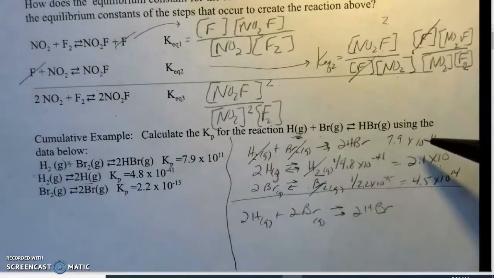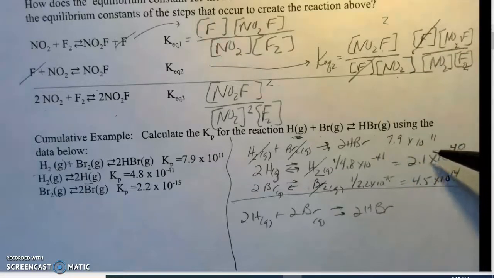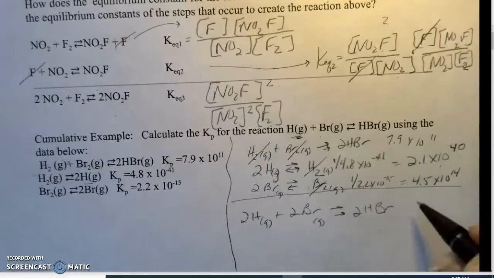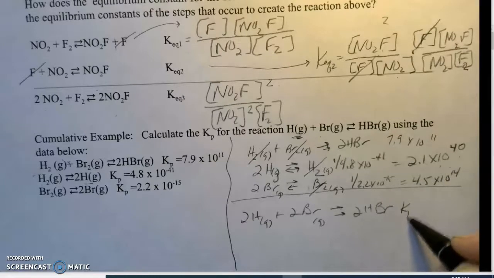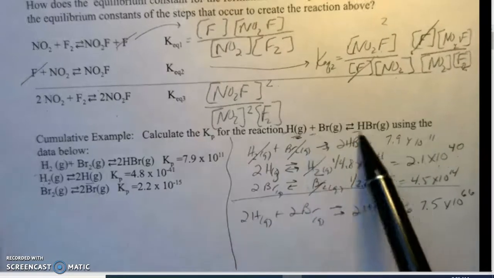So when I multiply all of my KPs together, so KP of 7.9 times 10 to the 11th times 2.1 times 10 to the 40th, and 4.5 times 10 to the 14th, that's going to give me a combined KP of 7.5 times 10 to the 66. Now the only problem I have is that these are 1s.